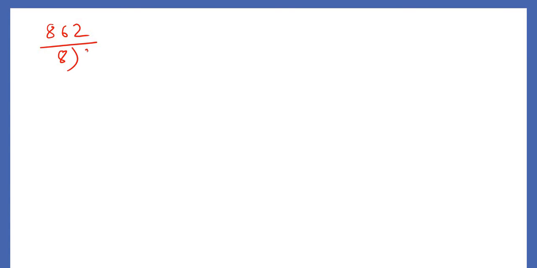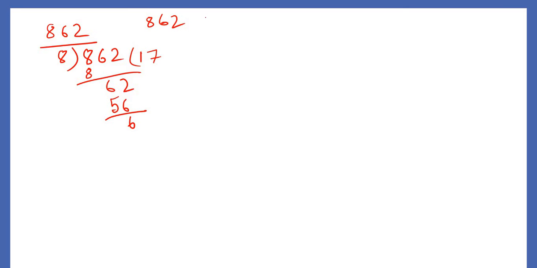862 by 8. 8 into 1, 8. 8 into 8, 64. 8 into 7, 56. So here the remainder is 6. Therefore the value of 862 mod 8 is 6. Let us do the second one.